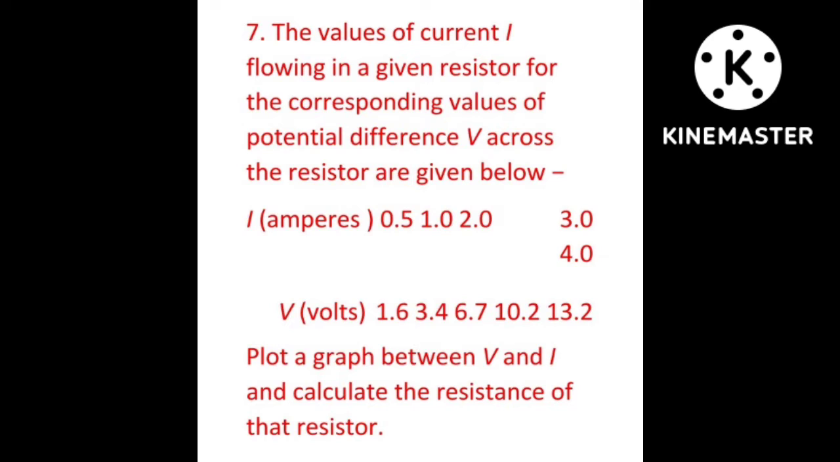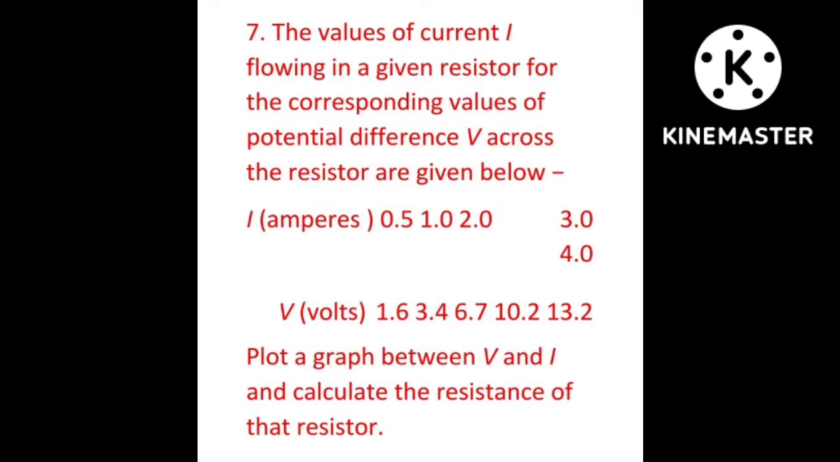Now we can move to question number 7. The values of current I flowing in a given resistor for the corresponding values of potential difference V across the resistor are given below. That is, current I in amperes 0.5, 1, 2, 3, 4, and the corresponding potential difference is V in volts, that is 1.6, 3.4, 6.7, 10.2 and 13.2. Plot a graph between V and I and calculate the resistance of that resistor.